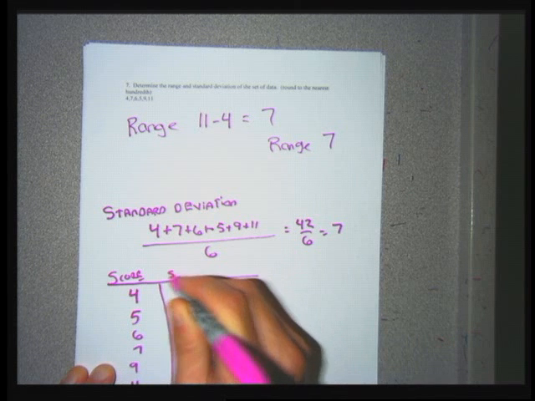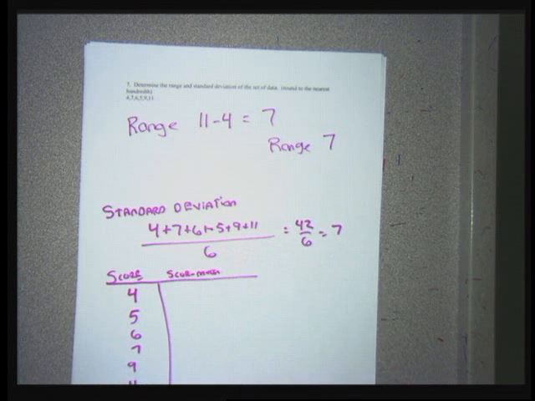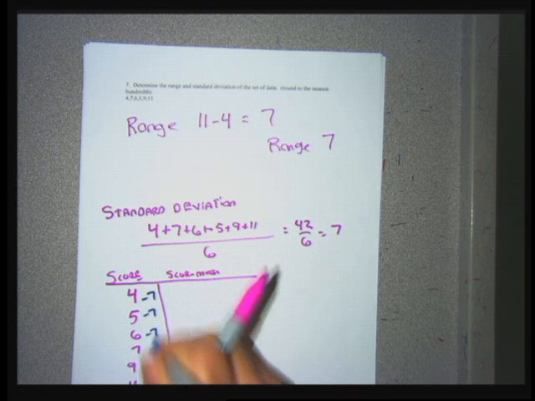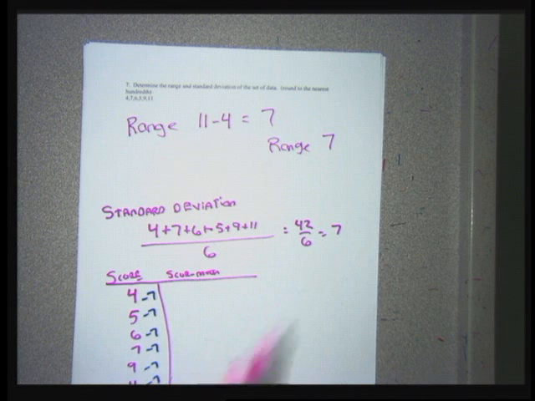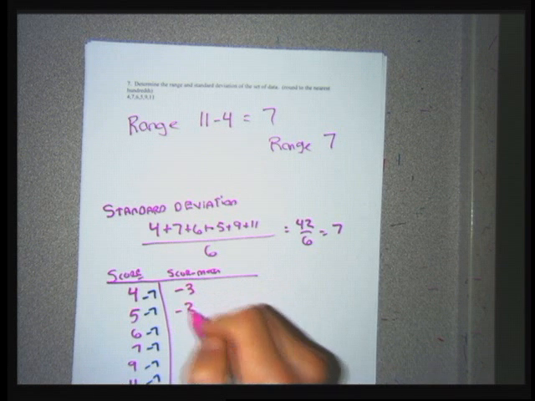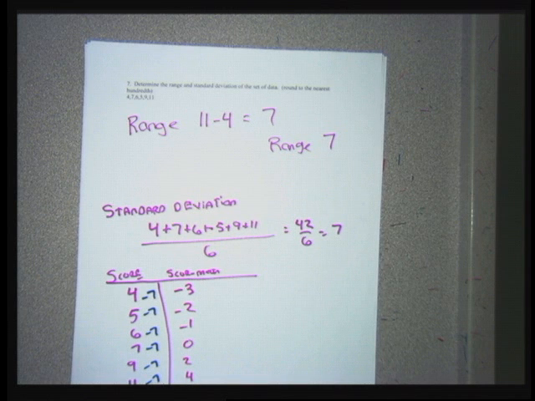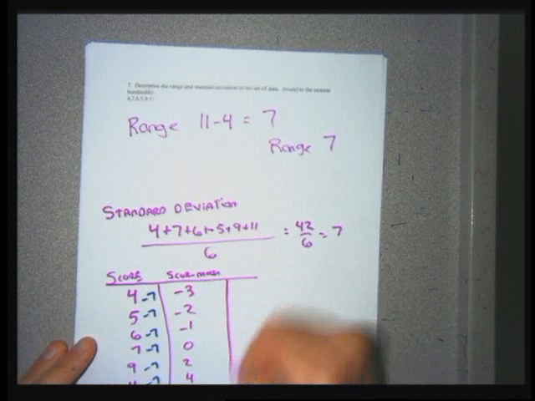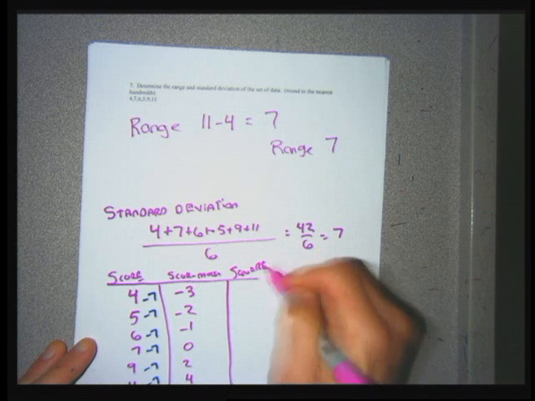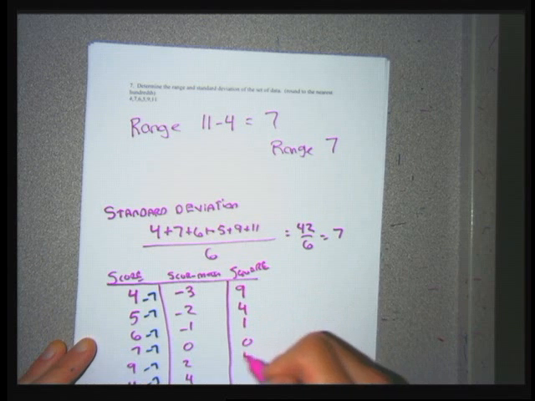And now I'm going to do the score minus the mean. So for each of these numbers, I'm going to subtract 7. Again, you absolutely don't have to find a standard deviation by hand on the test. You can use your calculator, and I'll do it on the calculator in a second. So I took each of the scores and subtracted the mean. Now I'm going to square these. Negative 3 squared is negative 3 times negative 3, which is positive 9. So I'm just squaring each of the numbers.